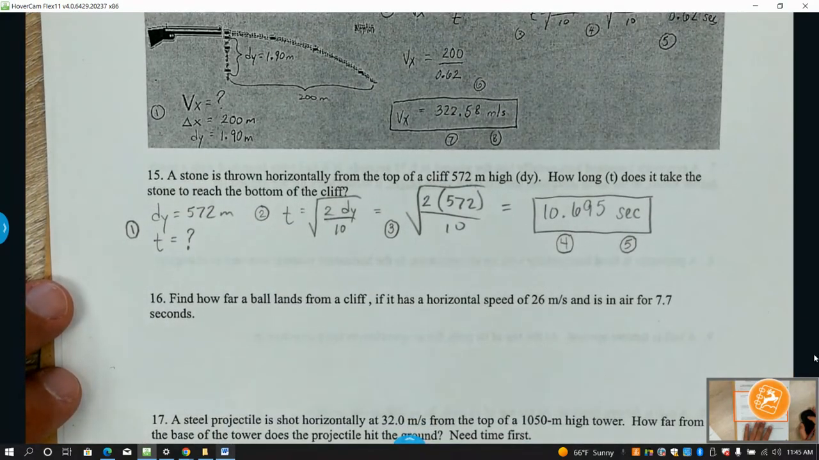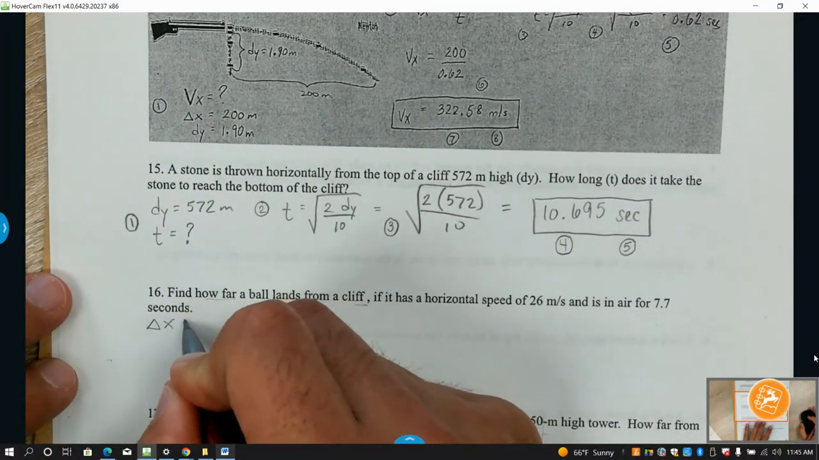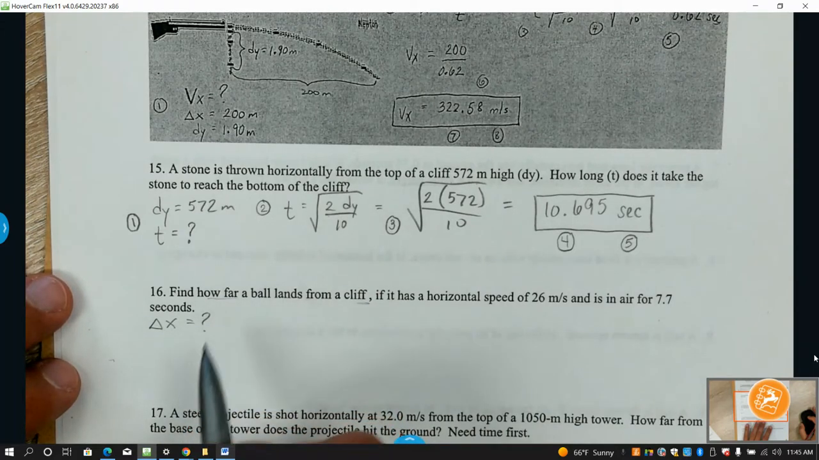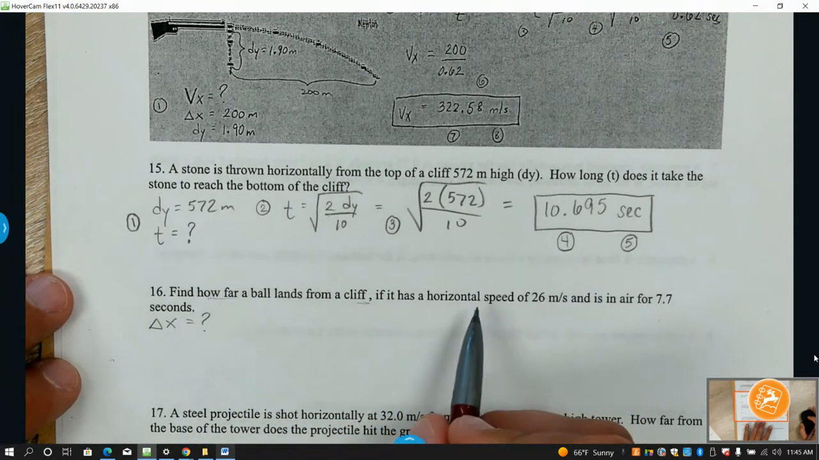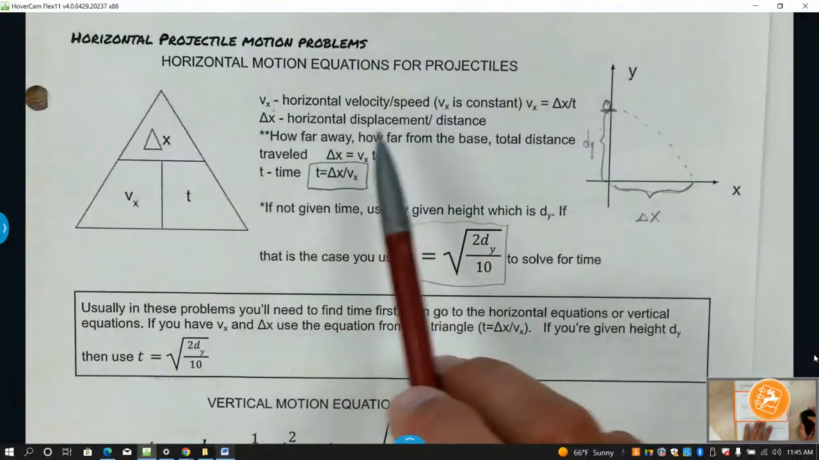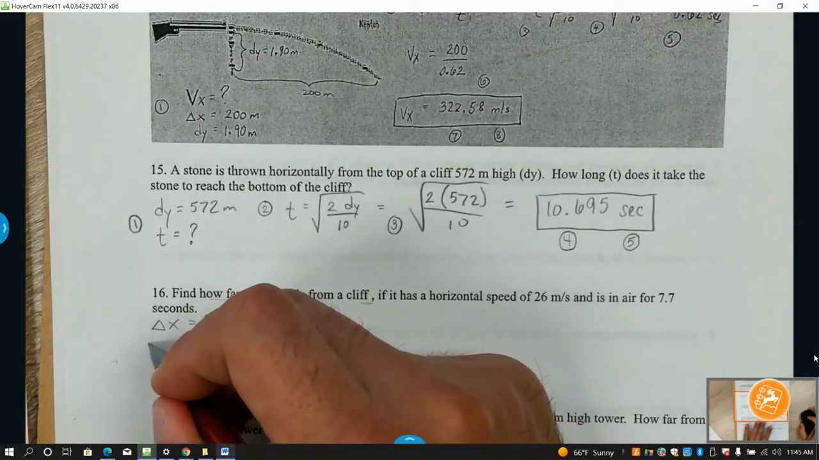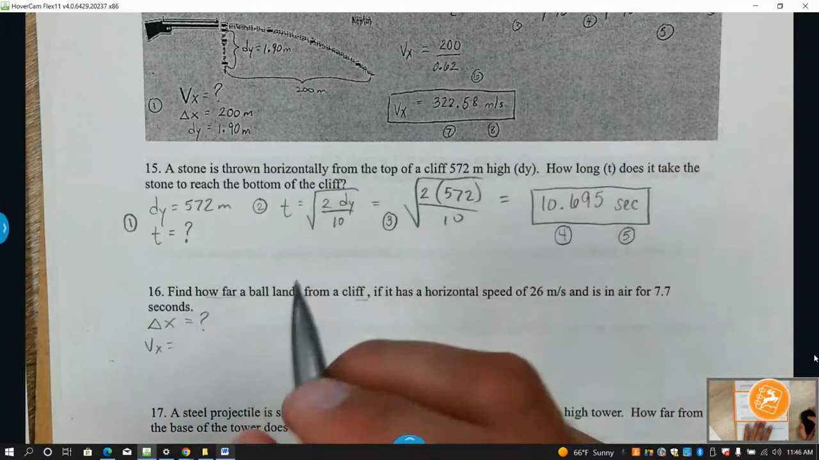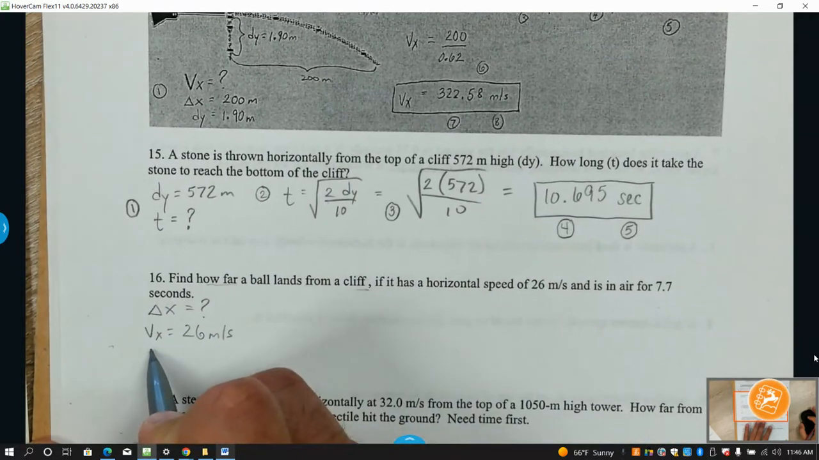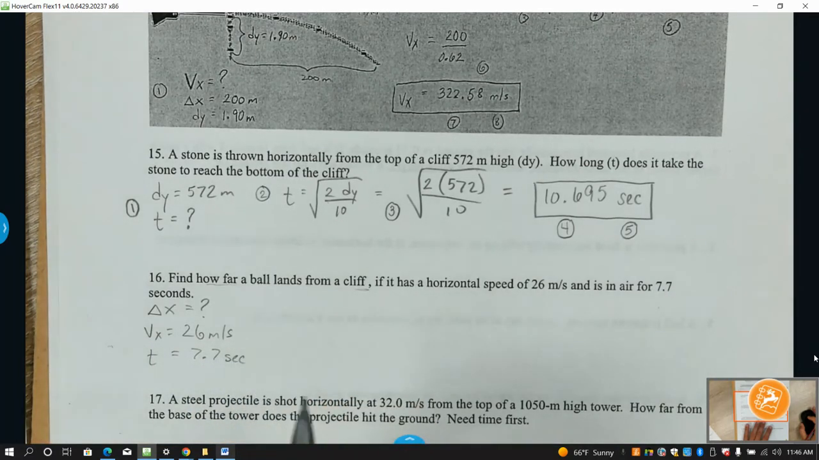How far does the ball land from a cliff? How far does it land from a cliff? Like those kind of sayings. Delta x. That's what we're looking for here. If you're given a horizontal speed, horizontal is in the x direction, so horizontal speed is Vx. That is 26 meters per second, and they tell us that it's in the air for 7.7 seconds.